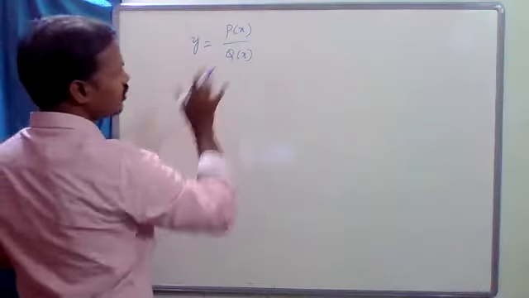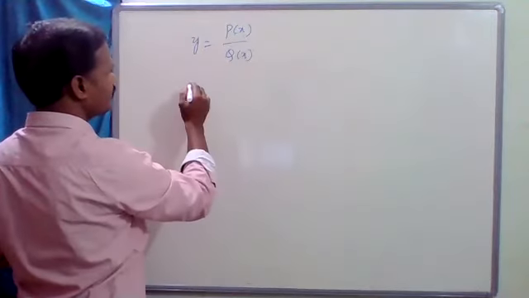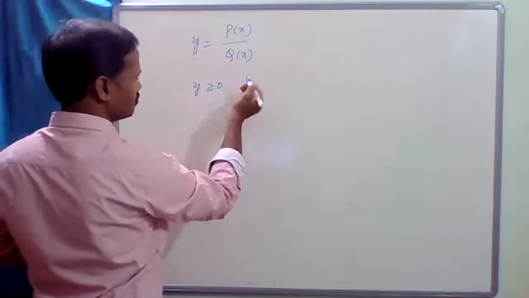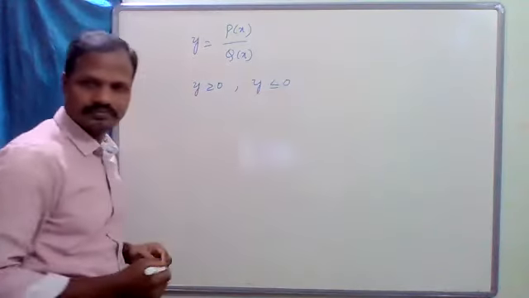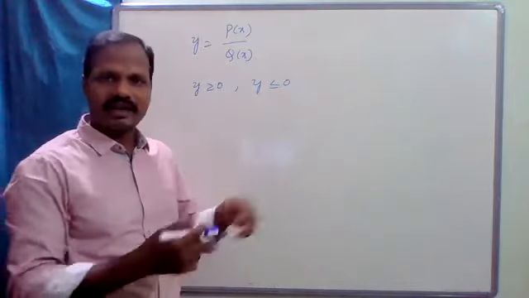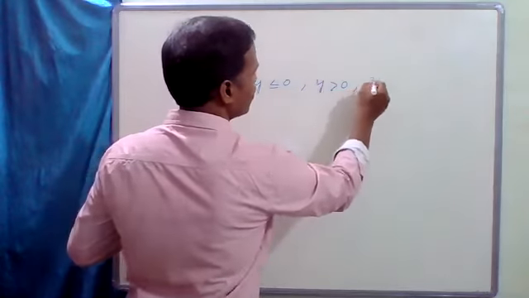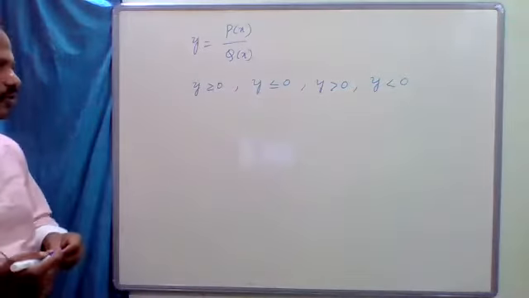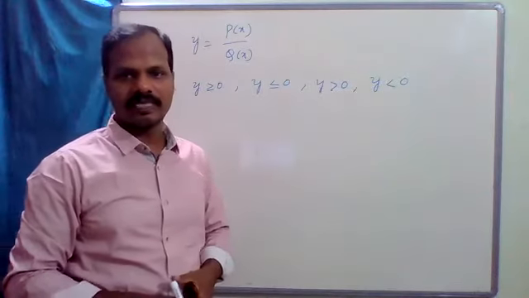And now you have to find the solution of this rational form if y is greater than or equal to 0 or y is less than or equal to 0. Okay. So inequality, or y greater than 0. Maybe they may be asked like this: y strictly greater than 0 and y strictly less than 0. So in this case, you have to find the solution.